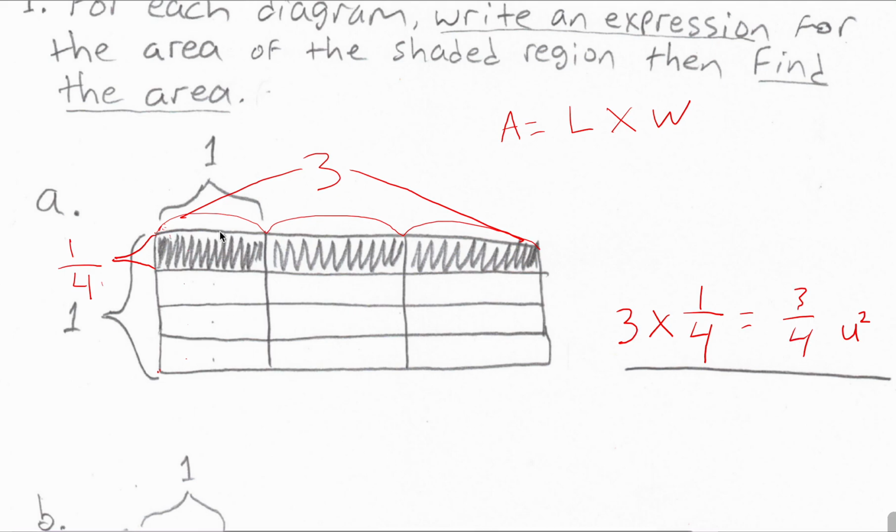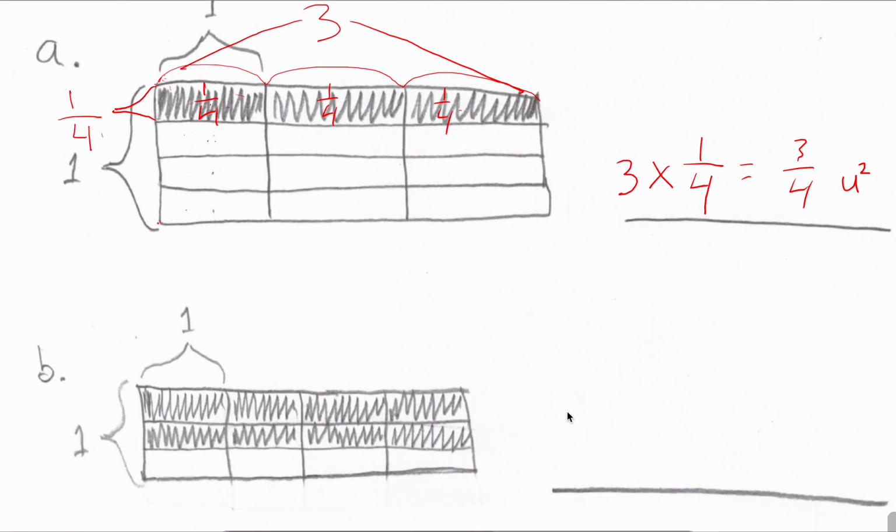Another way to look at this is to understand that in every whole, 1 out of 4 is shaded. So how many fourths do you have? 1, 2, 3. You have 3 copies or 3 groups of 1/4, which is the same as saying you have 3/4. So you can just count these: 1, 2, 3. You have 3 of those fourths. All right, let's go on.